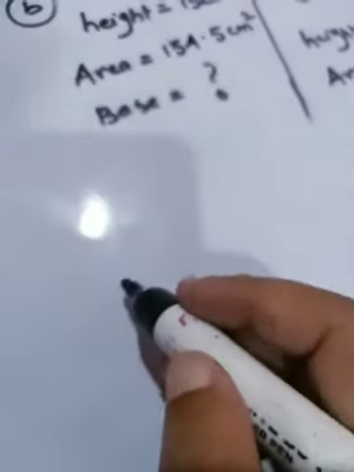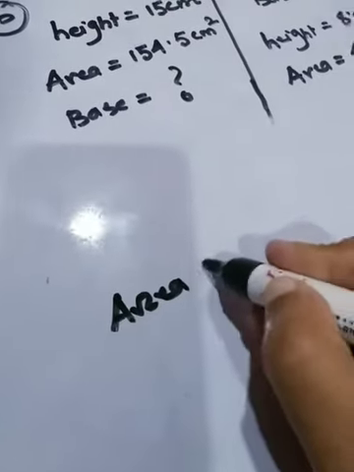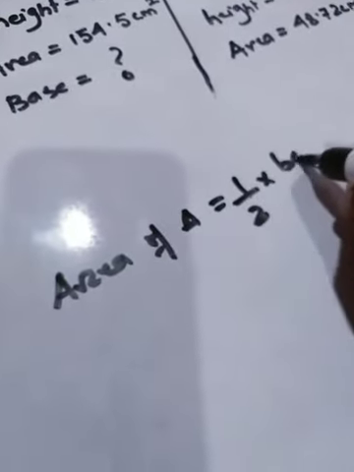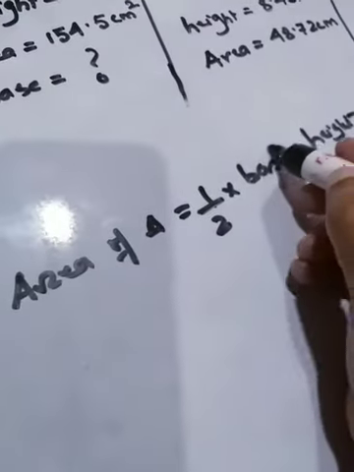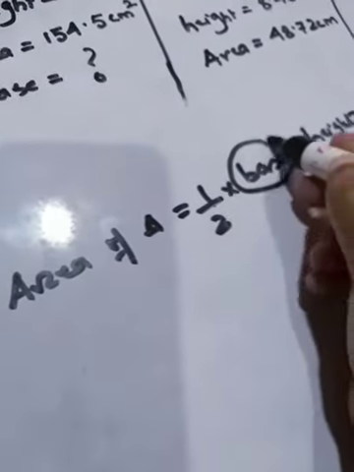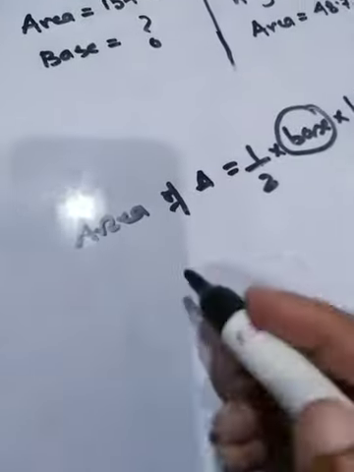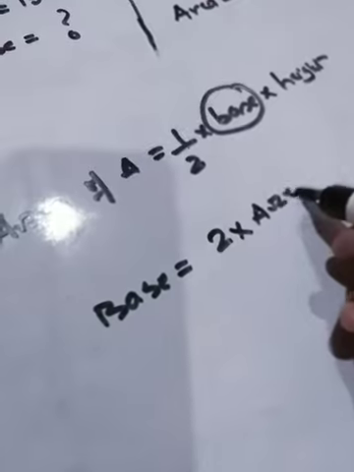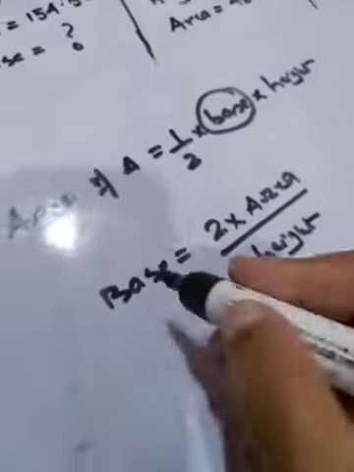Now what is the formula of a base? Before that you need to write area of a triangle. Area of a triangle is half into base into height, isn't it? Now you have to get the value of a base. For that you have to transpose all the values towards left hand side. So the formula of base would be base equals to 2 into area by height. So this is the formula of base.